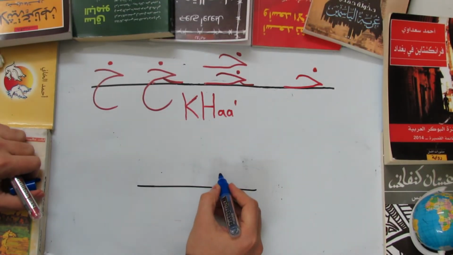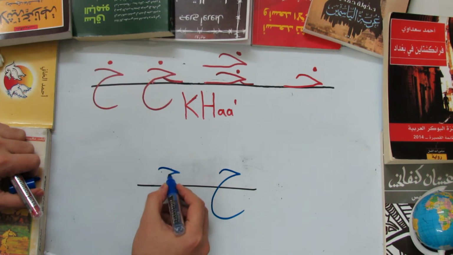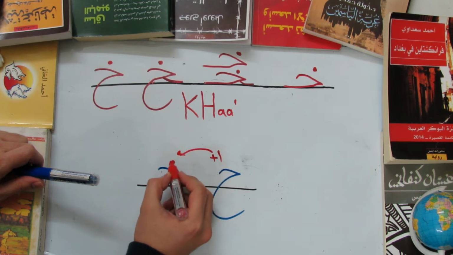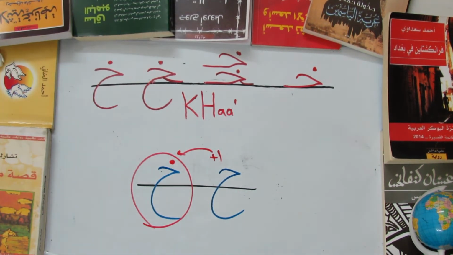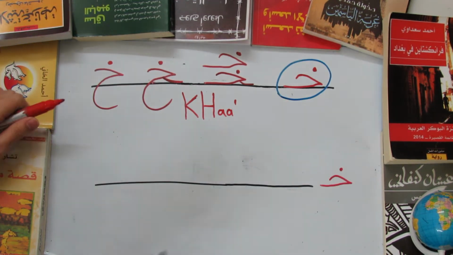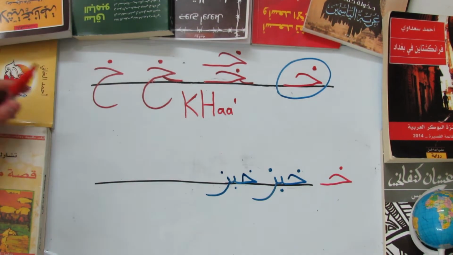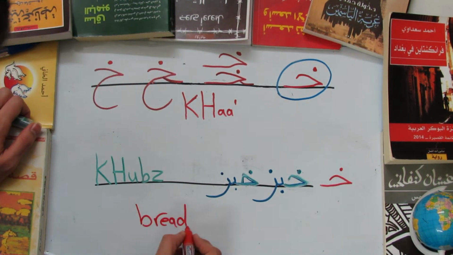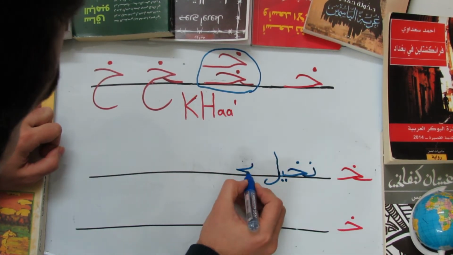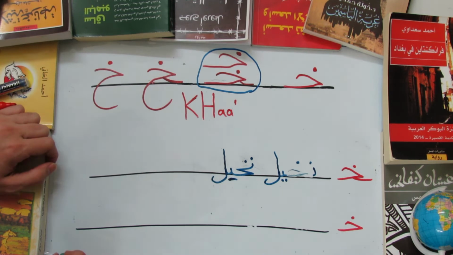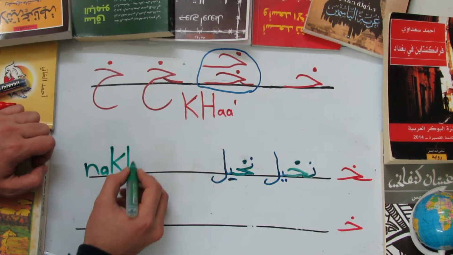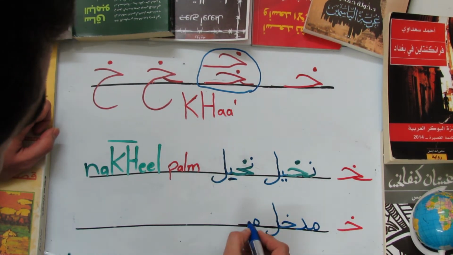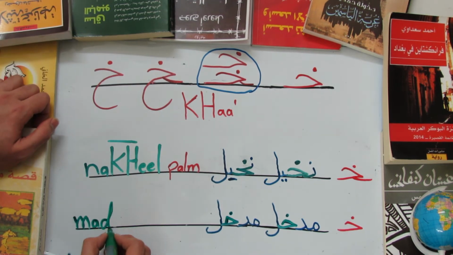Let's move to another letter. Khaa. For sure, I'll not repeat what I said before because of the similarity with Haa, but with a dot over it. So, let's hit the examples immediately. For Khaa at the beginning of the word, we have خبز, bread. And for Khaa in the middle of the word, we have نخيل, palm. And we also have مدخل, entrance.